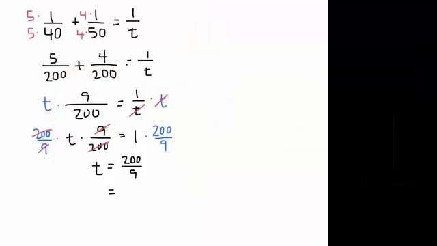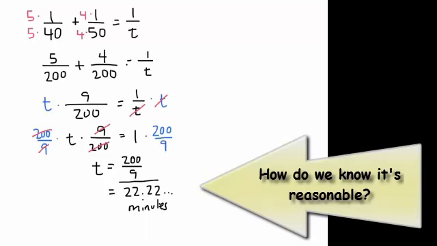We could plug that into our calculator just to see if our answer seems reasonable, and we end up with 22.22, and the units here would be minutes. And again, that seems pretty reasonable. It took Andy 40 minutes to do it alone, Brenda 50 minutes to do it alone, so for it to take about 22 minutes for them to do it together, that seems in the ballpark. And that's our answer.